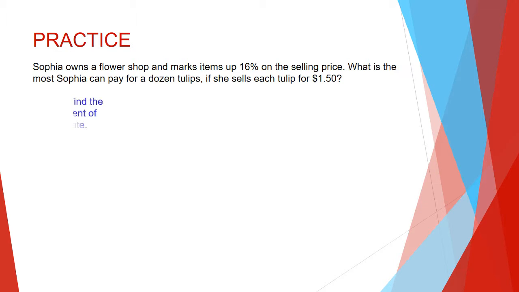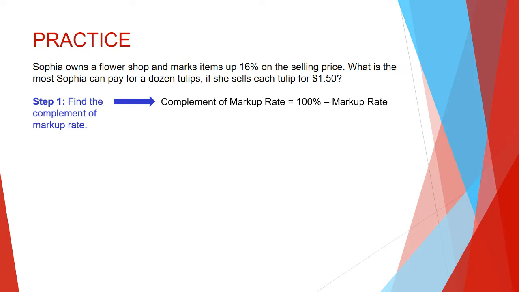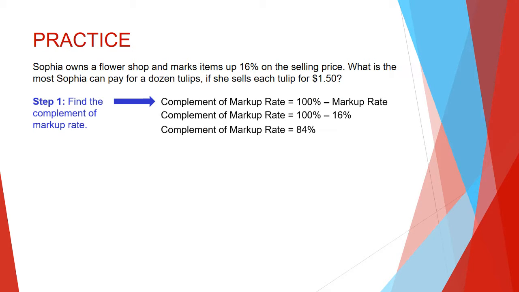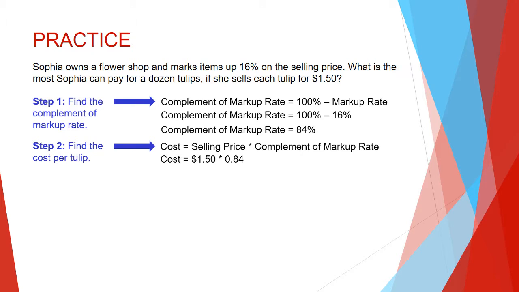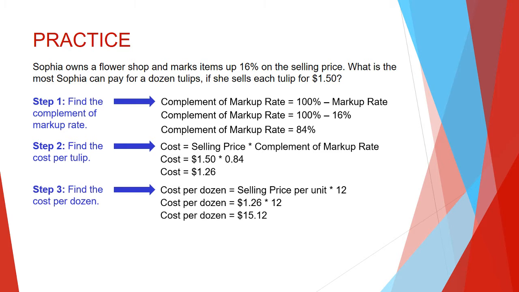Alright, same thing. Find the complement of markup rate. That's going to be 84% in this example. Multiply that by $1.50. That means one tulip is $1.26. But for a dozen, multiply by 12, and the most Sophia can spend is $15.12.